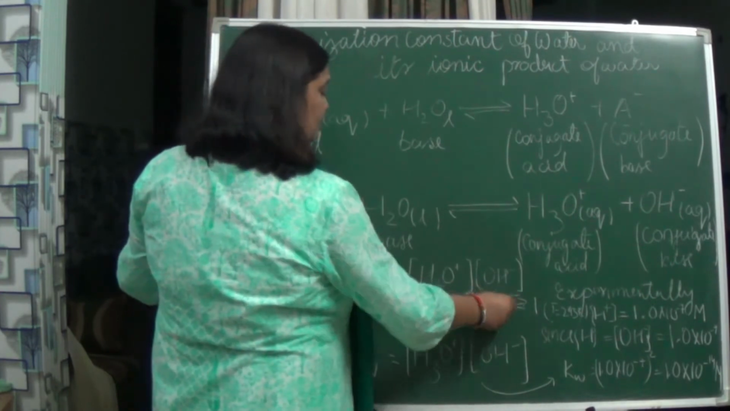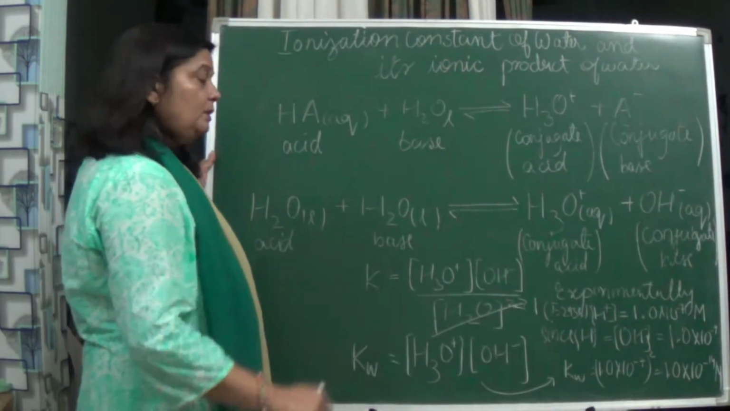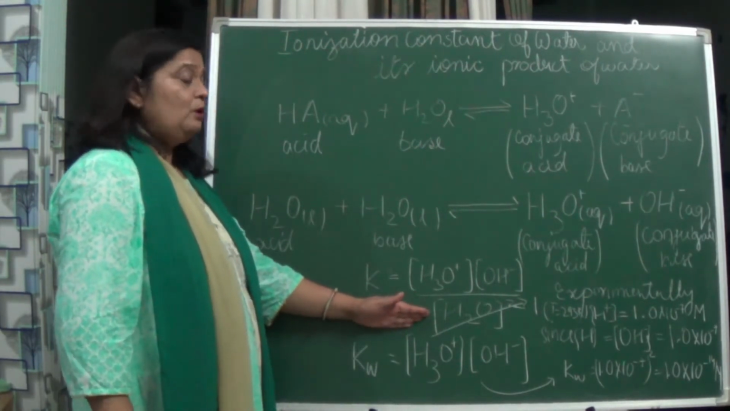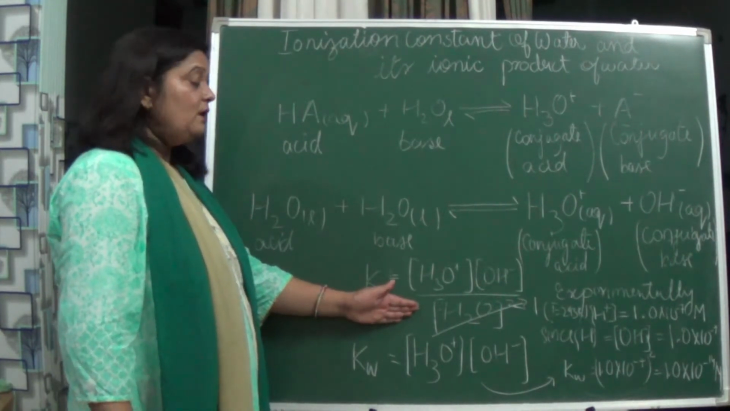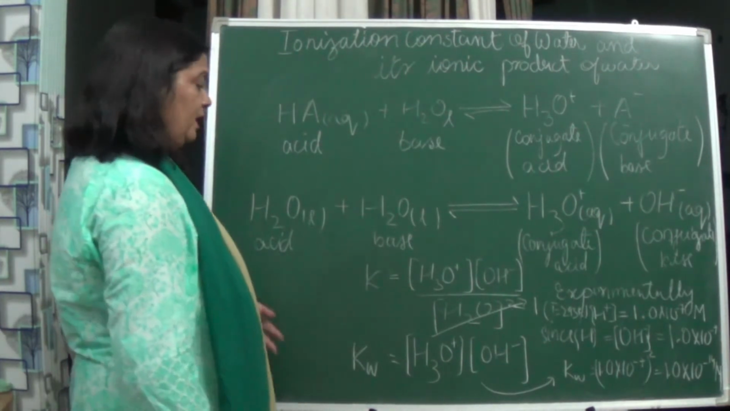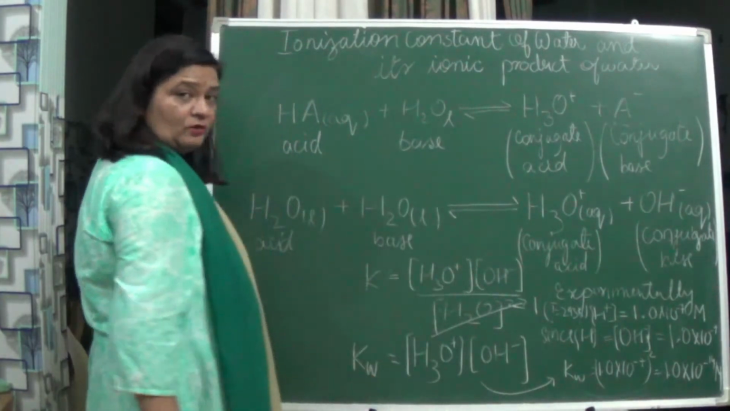Now what happens? We will be cancelling it. Why? Because its value will be 1. Why will it be 1? Because here it is existing in its pure form, and at room temperature it exists in the form of liquid. So its value will become 1. Anything divided by 1, the value will be only that of the product of the products.